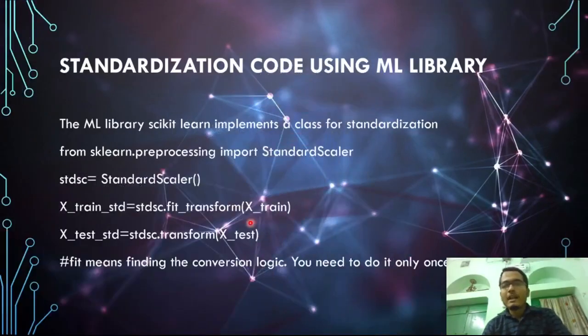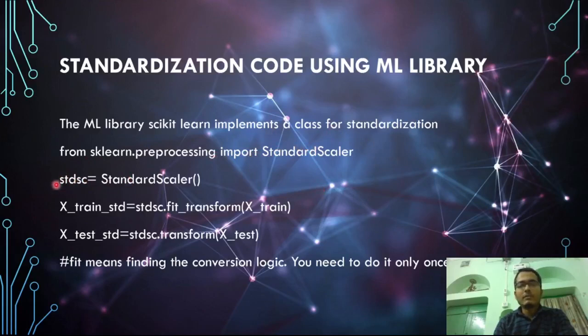All that I said about mathematics is useless if you see yourself only as an AI developer. Why? Because you don't need to remember all these. There are already predefined libraries. The ML library scikit-learn implements a class for standardization. So we will simply write from sklearn.preprocessing import StandardScaler. This is a class for standardization.